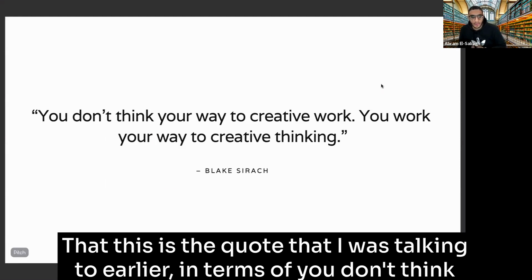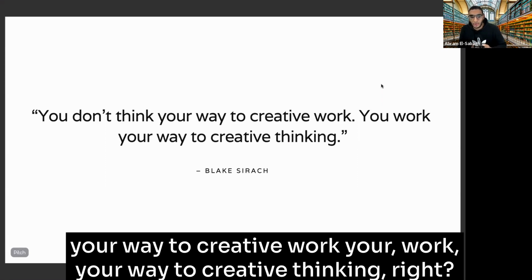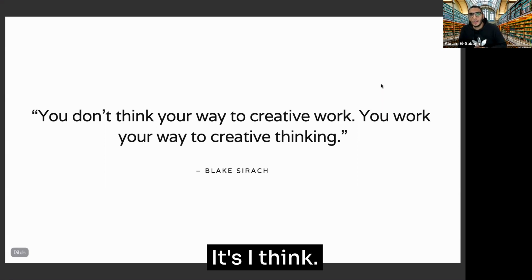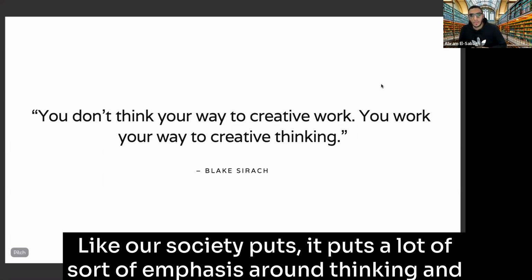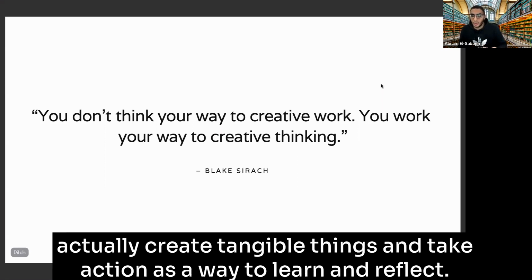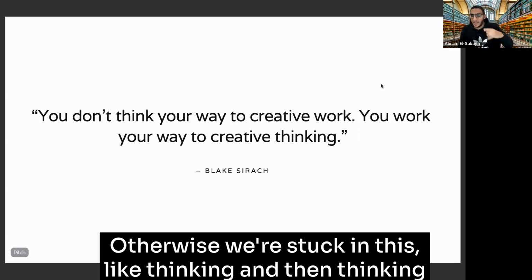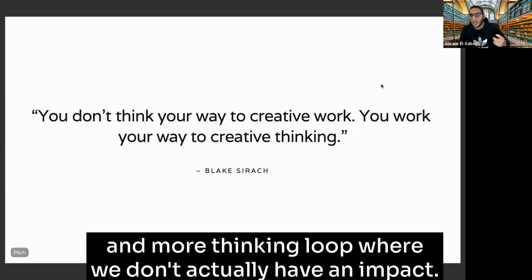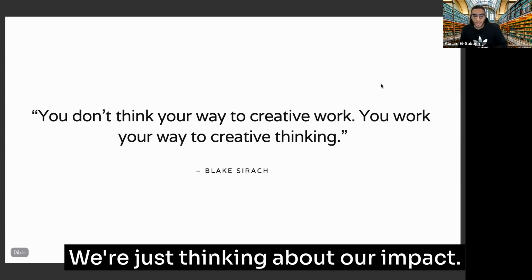This is the quote that I was talking about earlier: you don't think your way to creative work, you work your way to creative thinking, right? I think our society puts a lot of emphasis on thinking and being abstract. But when it comes to complex systems, it's really important to create tangible things and take action as a way to learn and reflect. Otherwise, we're stuck in a thinking and more thinking loop where we don't actually have an impact. We're just thinking about our impact.